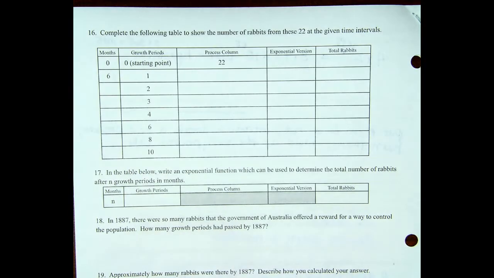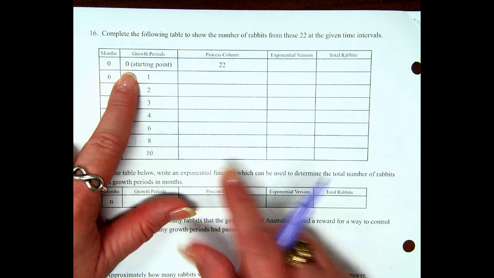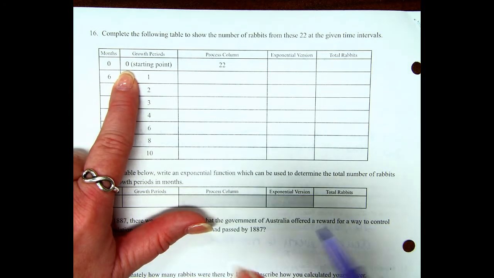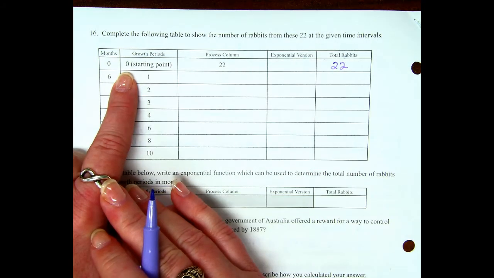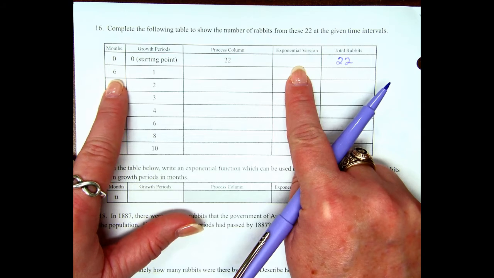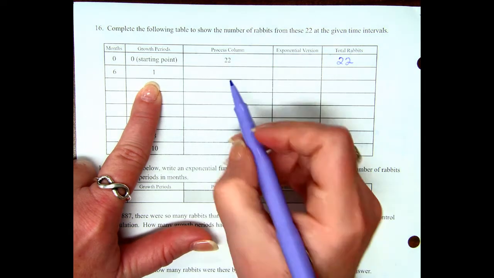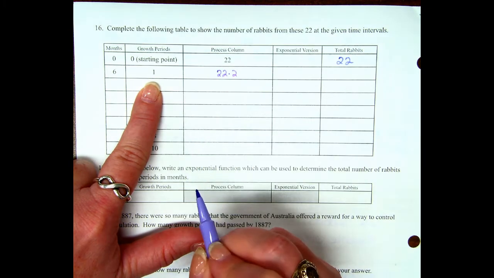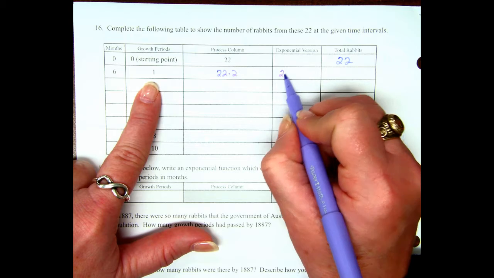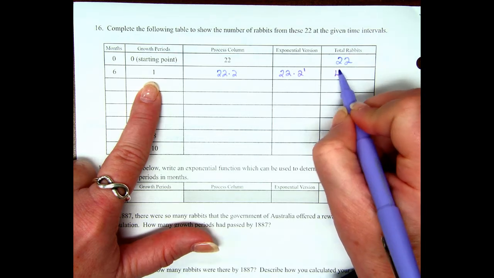Complete the following table to show the number of rabbits from these 22 at the given time intervals. Okay? So think back with me here. If we start, we have 0 months, so that's 0 growth periods because that's when we started. How many total rabbits did we have? 22. Okay? We're going to skip this one for just a second. We'll come back to it in just a second, okay? After 6 months, that's 1 growth period. So what's the process column going to look like? 22 times 2. So exponentially, that looks like what? 2 to the 1, which would be 44, right?